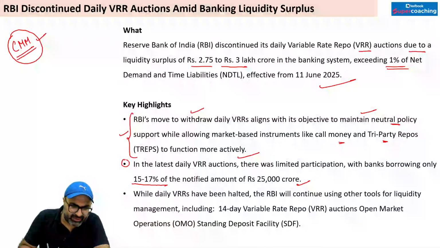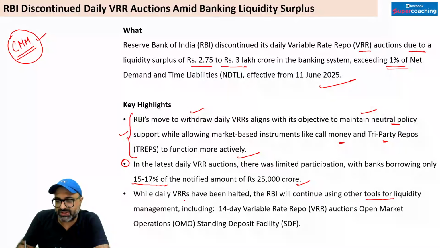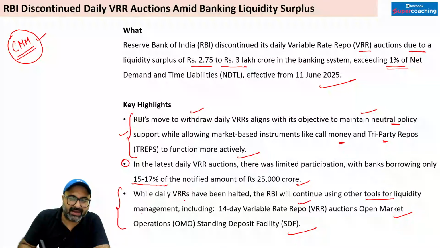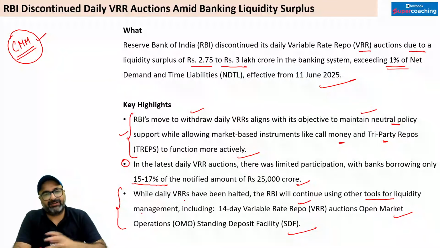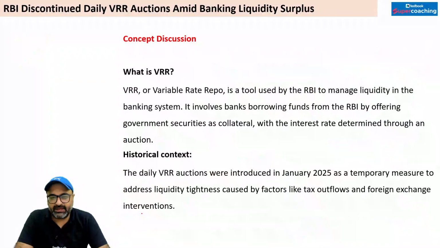तो इसका मतलब क्लियर हो गया कि बैंक्स आर नॉट इन अ पोजीशन, दे आर नॉट विलिंग to borrow the loan because of the excess liquidity. So while daily VRR has been halted, RBI will continue using the other tools, including the 14-day variable rate repo auctions, open market operations and standing facility in order to manage. ये तो पता ही है सर, 14-day वाला कंटिन्यू रखेंगे लेकिन डेली वाला डिसकंटिन्यू कर दिया.